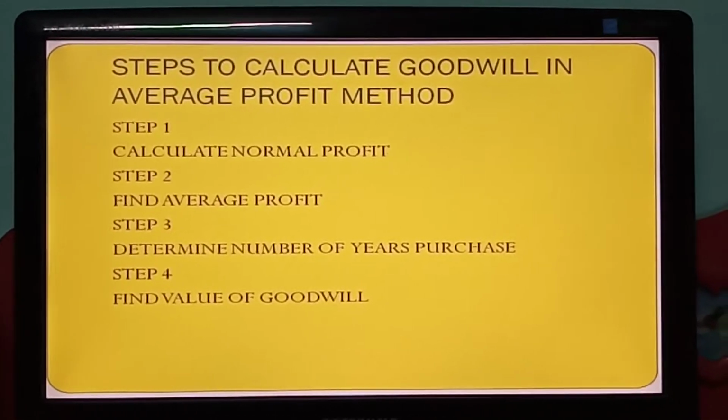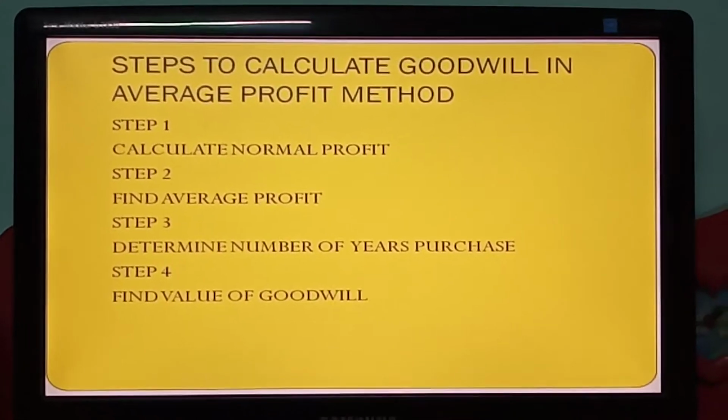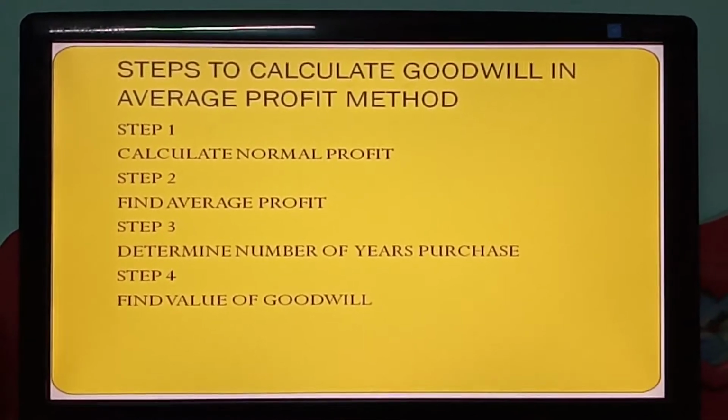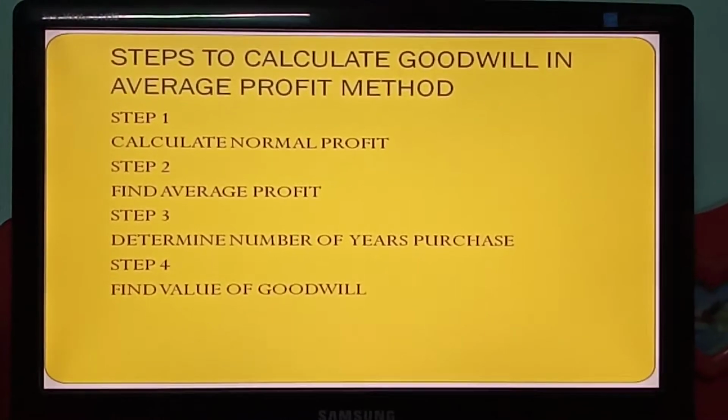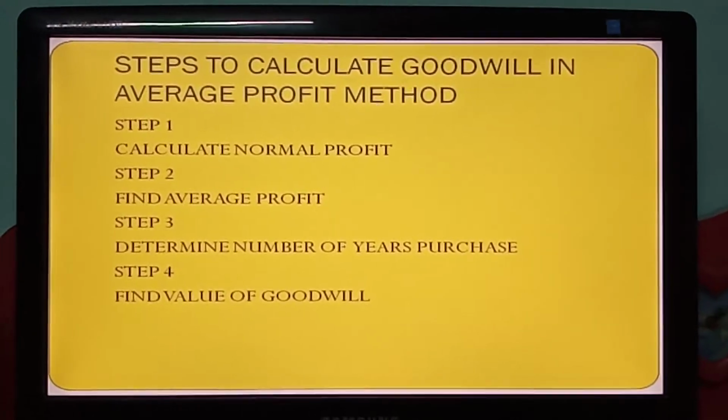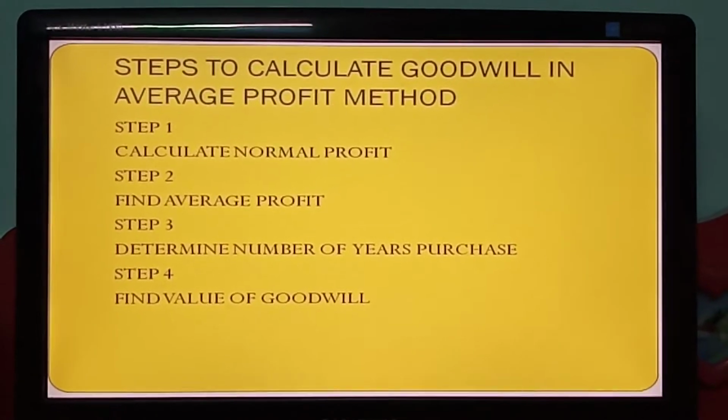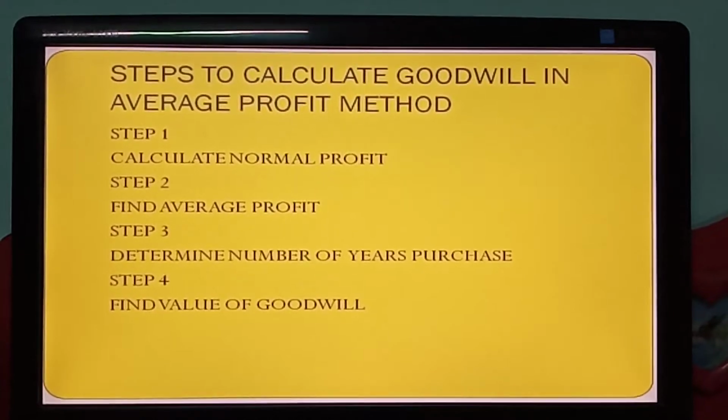Then we have to find an average profit. Then we will multiply this average profit by the number of years of purchase, which is given, and then we will be able to get the value of goodwill. That means, what are the main steps to calculate goodwill in the average profit method?